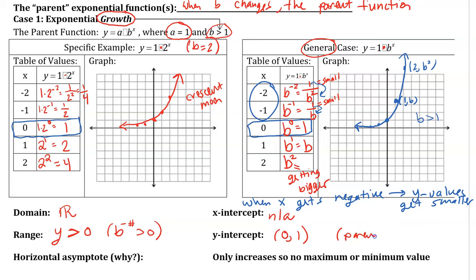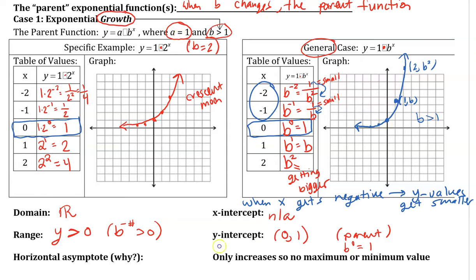For the parent functions, it's at this point (0, 1), because if you raise any base to the power of 0, it will always equal 1. So the parent functions will always hit the y-axis at 1. Okay. And by the way, parent functions is when a is equal to 1.